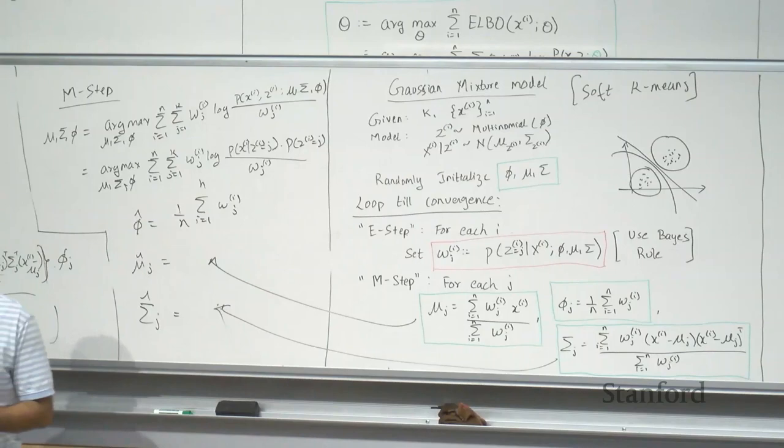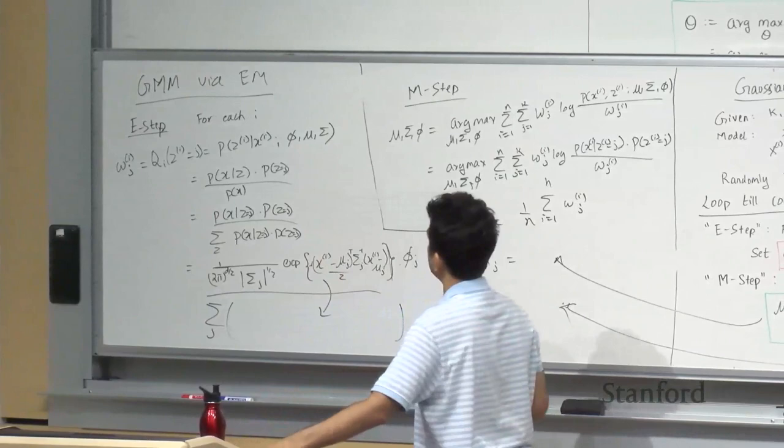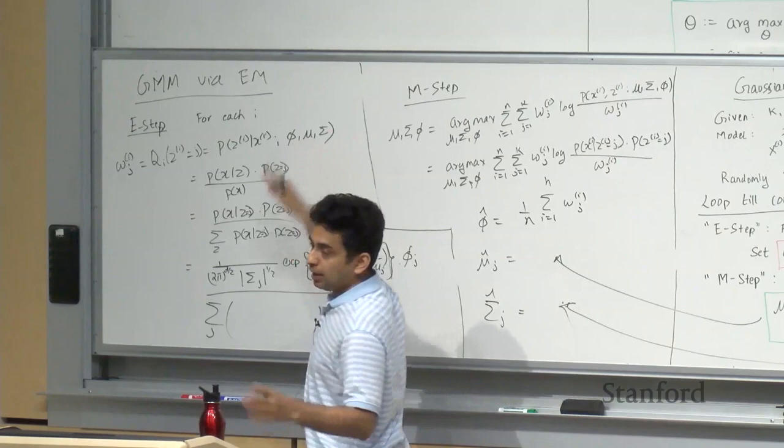Yes, question? So do we have k different mu and k different sigmas? Exactly. So the question is, do we have k different mu's and k different sigmas? Yes. So over here, when I write mu, I mean the collection of k different mu vectors and k different covariance matrices.